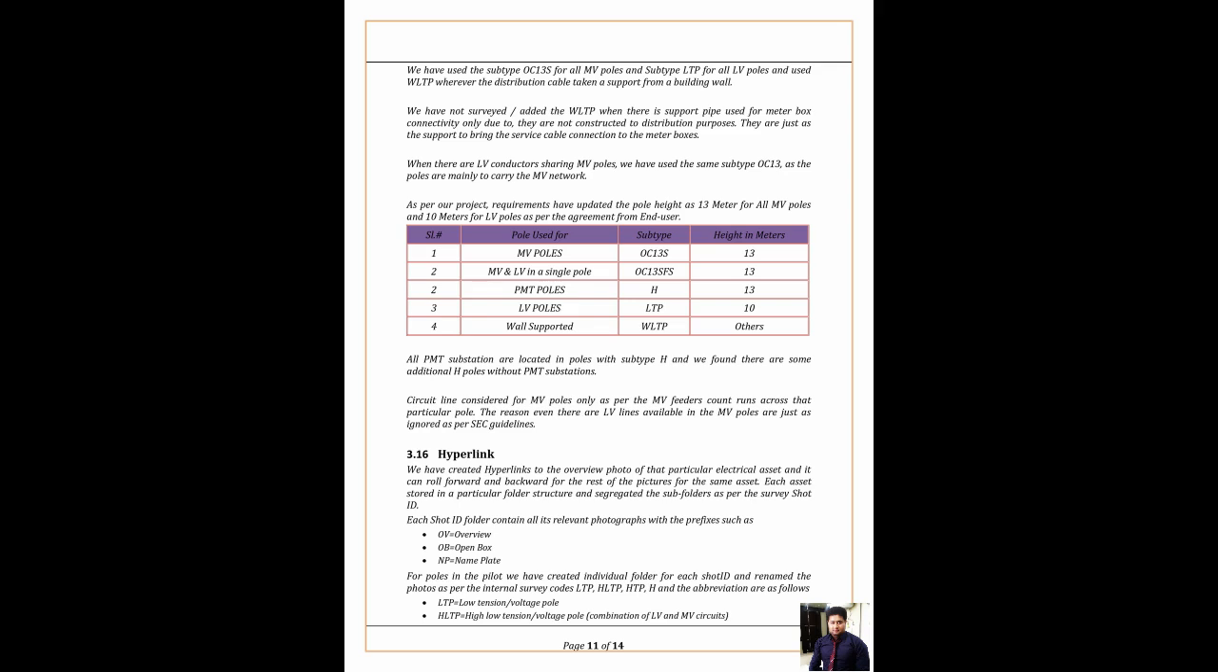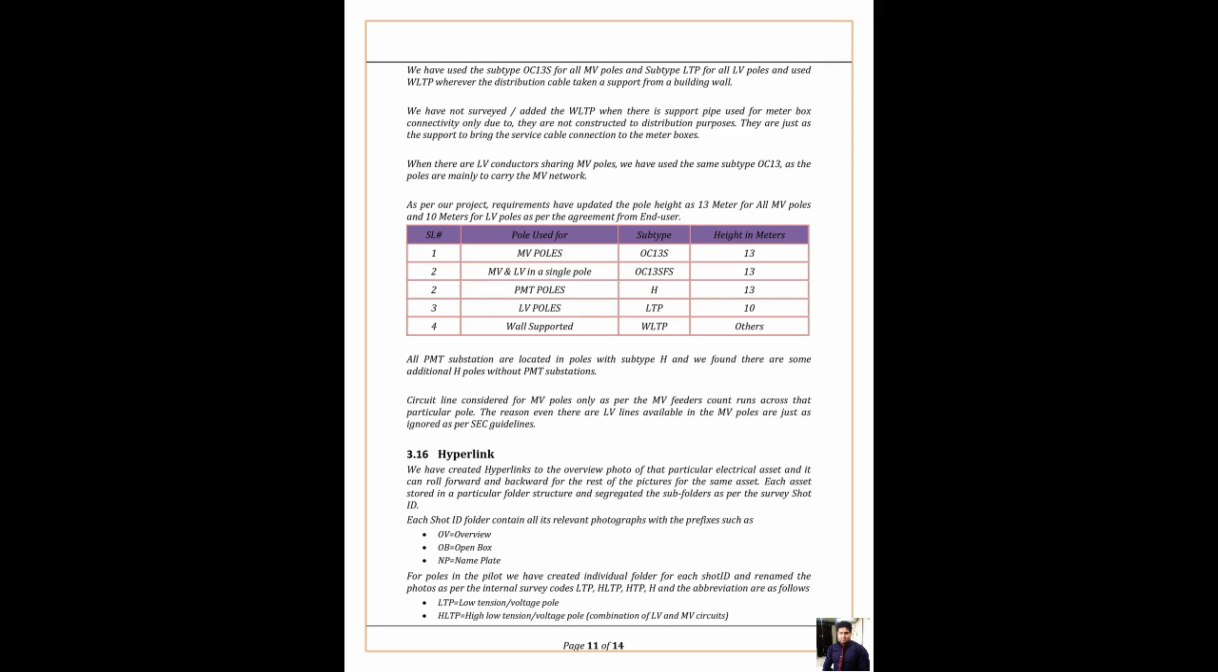3.16 Hyperlink. We have created hyperlinks to the overview photo of that particular electrical asset, and it can roll forward and backward through the rest of the pictures for the same asset. Each asset is stored in a particular folder structure and segregated into subfolders as per the survey shot ID. Each shot ID folder contains all its relevant photographs with the prefixes such as _OB equals overview, _OB equals open box, _NP equals nameplate.